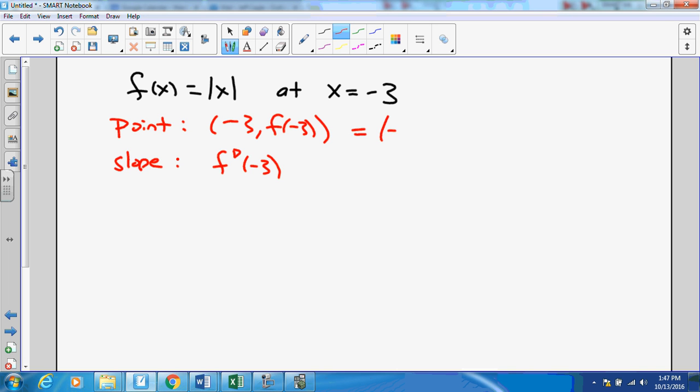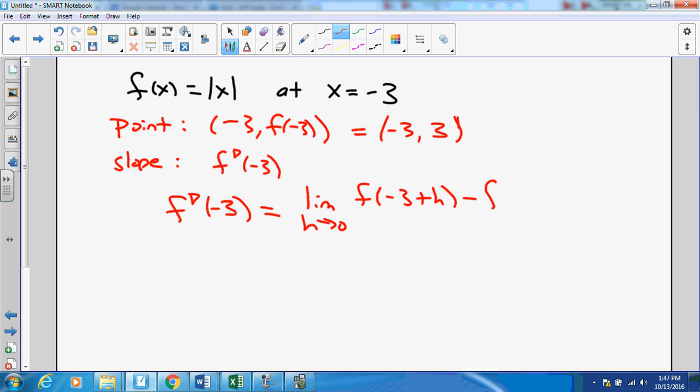And our slope is going to be f prime of negative 3. And the f of negative 3 is easy to do. You can do it in your head. What is f of negative 3? So it's 3, the absolute value of negative 3. For the slope, we're going to compute f prime of negative 3. Notice how I give it a nice label right there, f prime of negative 3. And then I set up the difference quotient. The limit as h goes to 0 of f of negative 3 plus h minus f of negative 3, and all of that over h.